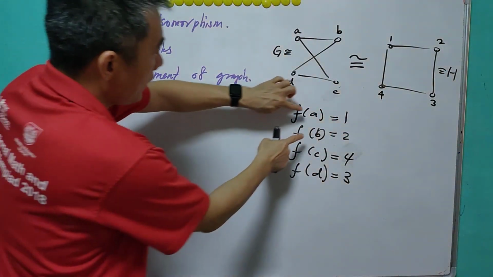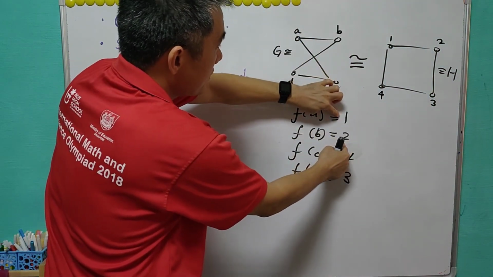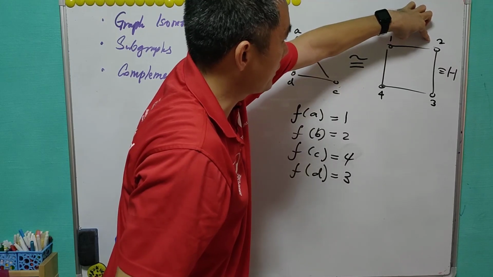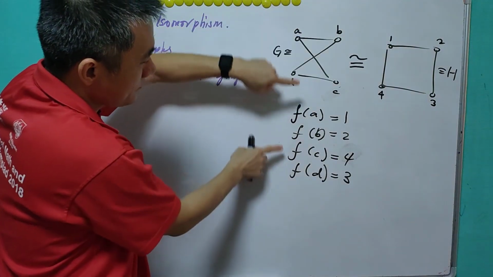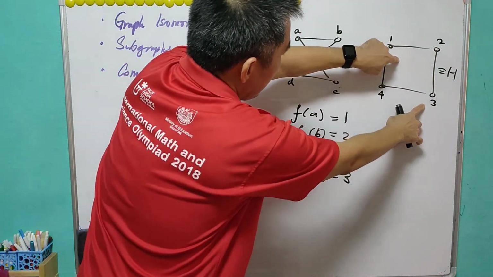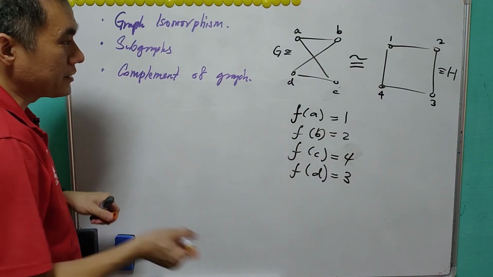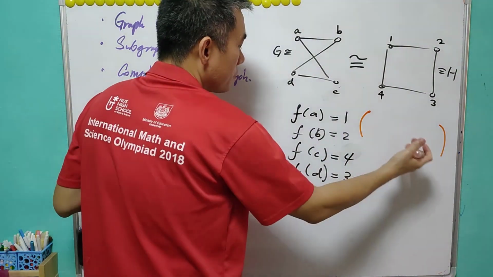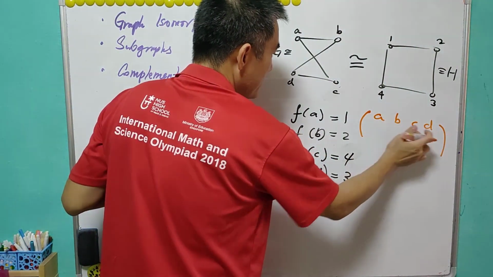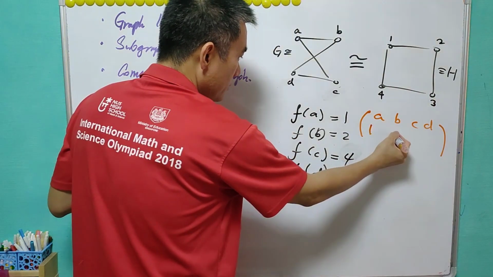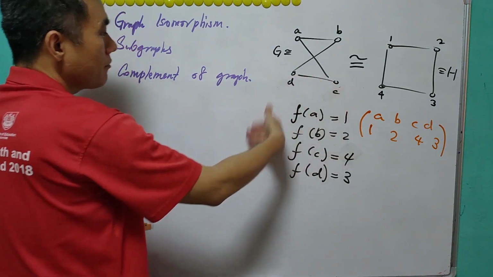Because let's say A, B are adjacent in G, the corresponding vertices 1, 2 are also adjacent. Likewise, A, D are not adjacent, then 1, 3 are not adjacent. And to make the isomorphism easier, sometimes we just use a matrix form with the labels of vertices A, B, C, D, and here is 1, 2, 4, 3 to present the isomorphism of F.